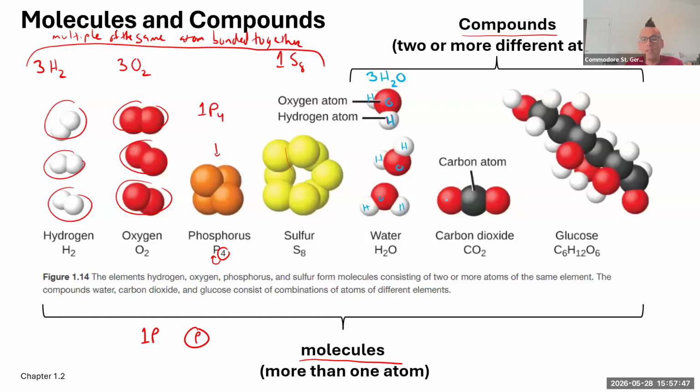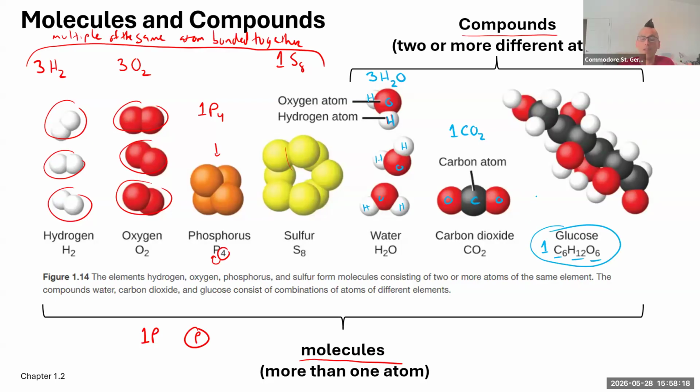This is an oxygen, carbon, oxygen. So this is CO2. There's a single CO2 compound. This is three H2O compounds. Glucose is a very complicated compound, and there is one of those. There's 6 carbons, 12 hydrogens, and 6 oxygens, all bonded together in one molecule or one compound, and that's glucose.